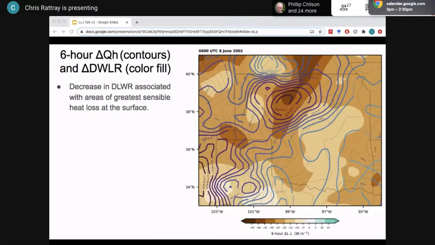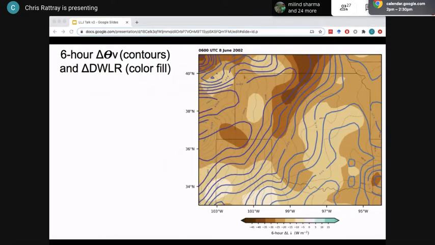So to look at this, this plot shows a 6-hour change in sensible heat flux at the surface, and that's the contours, and then the colors are the change in downwelling long wave at the surface, and this is from ERA5 data. From this, we see that the greatest decrease in long wave also corresponds to the greatest decrease in sensible heat flux, especially in Kansas.